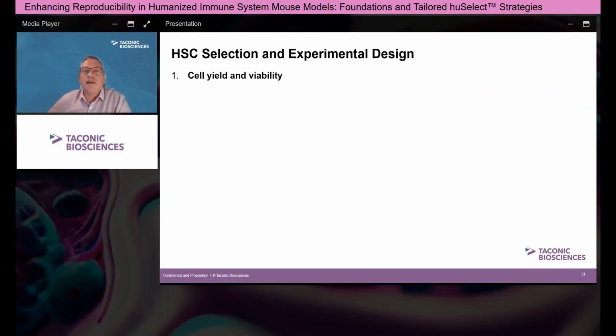When selecting an HSC donor for your particular experiment, there are a number of different considerations. Some of these are practical, some of them are related to your specific hypothesis. First is very practical: cell yield and viability. These cells are harvested from umbilical cord vein. The yield can vary widely, as can the viability, and that will impact whether you choose that or choose to select another HSC donor.